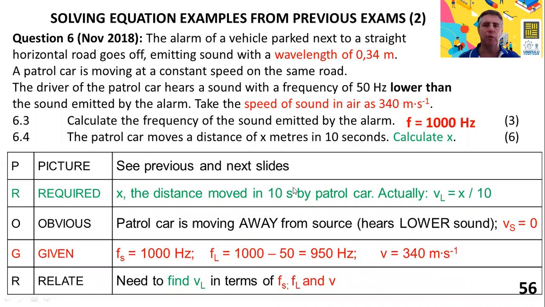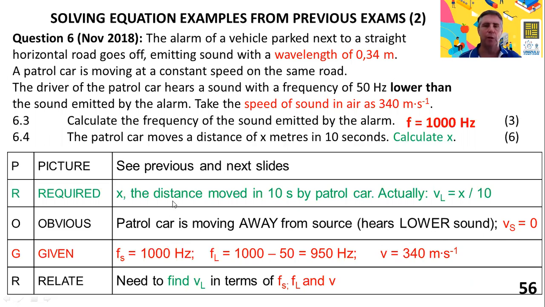Now, going through our progress method, which we learned in section 6, draw a picture. Well, you've seen the picture. What is required? And this is an important one because the question asks for X, the distance the patrol car moves in 10 seconds. Actually, what it's asking for is VL, the velocity of the listener. And you'll calculate that very quickly. From that, you can very quickly calculate what X is. What is obvious is that the patrol car is moving away from the source. We know that because it hears a lower sound, and the velocity of the source is 0.